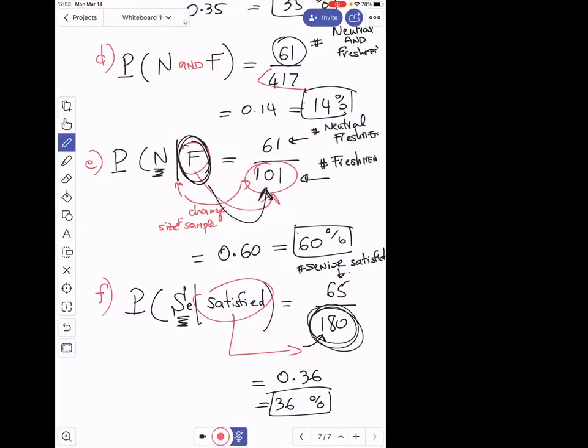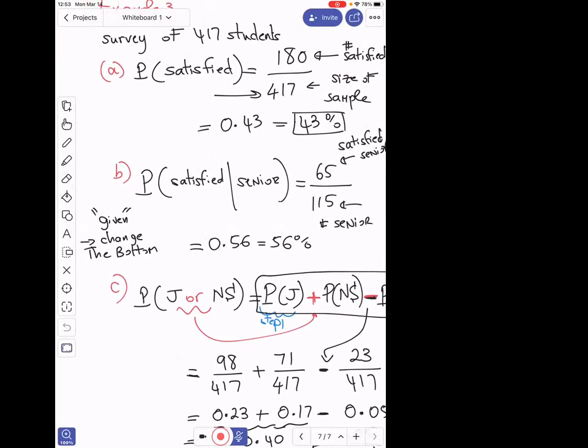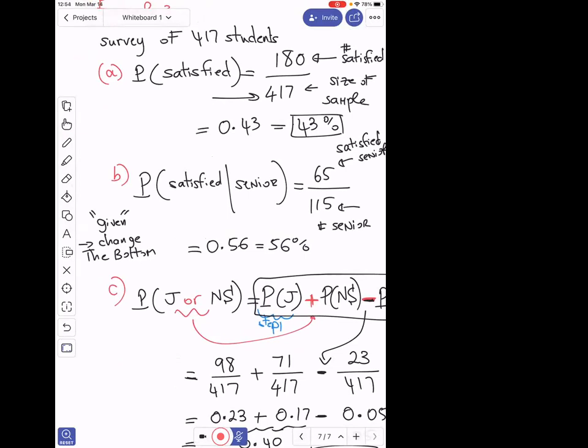All right, guys. So that's already just one hour for just chapter 5. What was answer B, Professor? B, for satisfied given the senior, it's 56%. So you see here for B, it says given senior. So the denominator, the bottom, that's given by the senior students. We have 115 senior students. Okay. So basically, when it's given, whatever they're asking about, you add that total up, and the one that they're specifying goes on the top. Yep. Okay. All right.